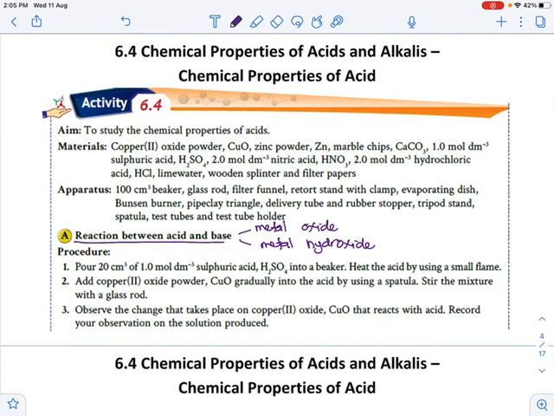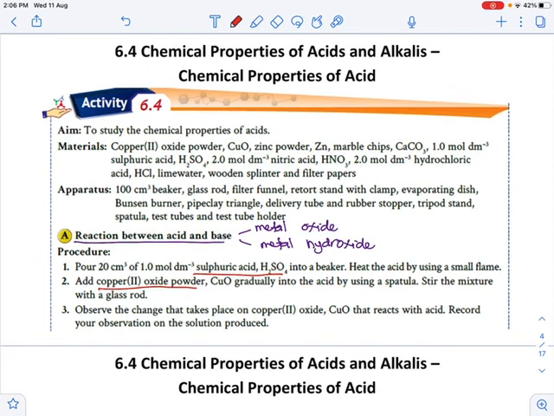Number one, pour 20 cm³ of 1.0 mol dm⁻³ sulfuric acid into a beaker. Heat the acid using a small flame. Add copper(II) oxide powder gradually into the acid using a spatula. Stir the mixture with a glass rod.